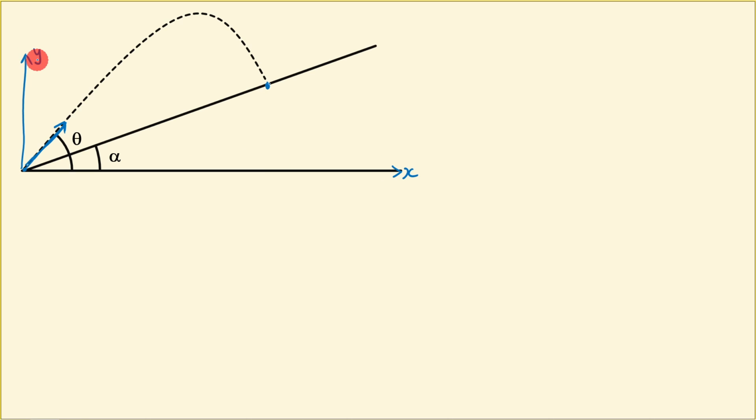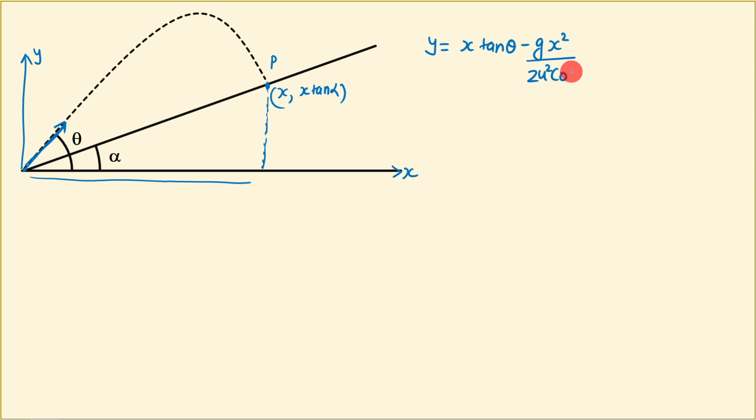This is the y direction. Let's say the point of landing is at point P, where the coordinates can be written as x and height. Let's say this distance is x, and the height will of course be x tan alpha, from this triangle here. And you can use the equation of trajectory: y equal to x tan theta minus g x square by 2u square cos square theta.